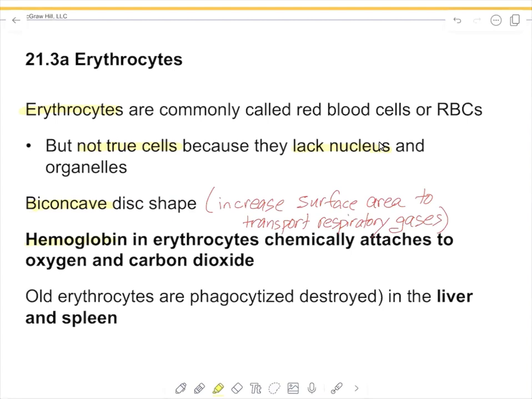And the hemoglobin is that very important protein with iron in the center of it that chemically attaches to both oxygen and carbon dioxide. That's why I said it's kind of like a bus. So, for example, in the lungs, the oxygen is going to attach to the hemoglobin in the red blood cell. That'll be transported to the tissues. Then the oxygen kind of gets off the bus and then goes into the tissues. After the 120-day period, old erythrocytes are destroyed in the liver as well as the spleen.